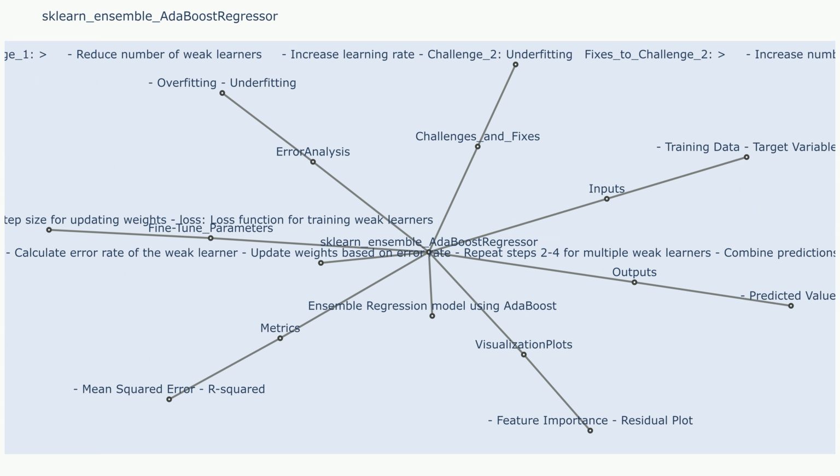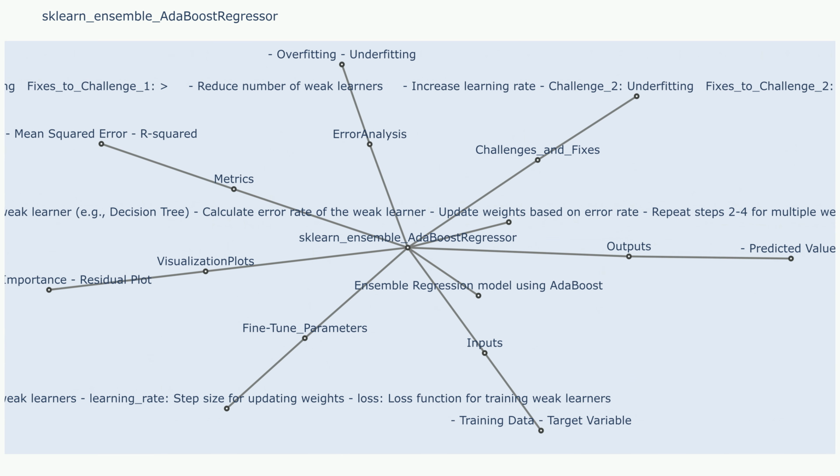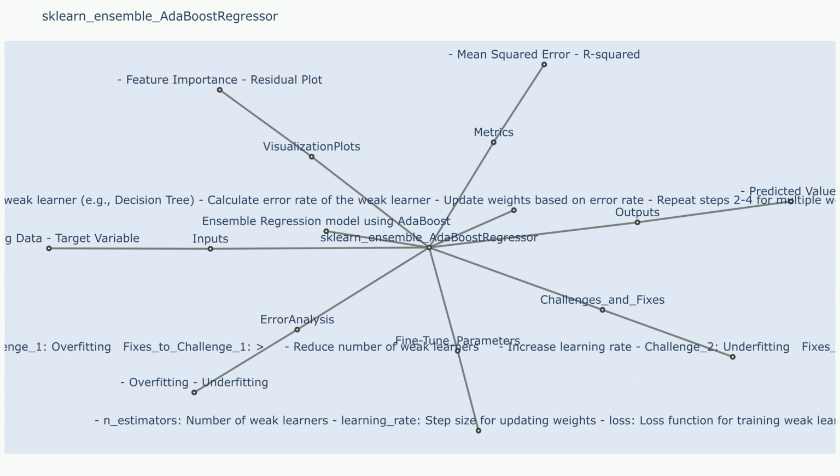Steps: initialization: initialize the weights of all training instances equally. Iterative learning: for each iteration, fit a weak learner, typically a decision tree, to the training data. Calculate the error of the weak learner and update the weights of the training instances based on the error. Model aggregation: combine the predictions of all the weak learners using a weighted average, where the weights are determined by the performance of each weak learner.